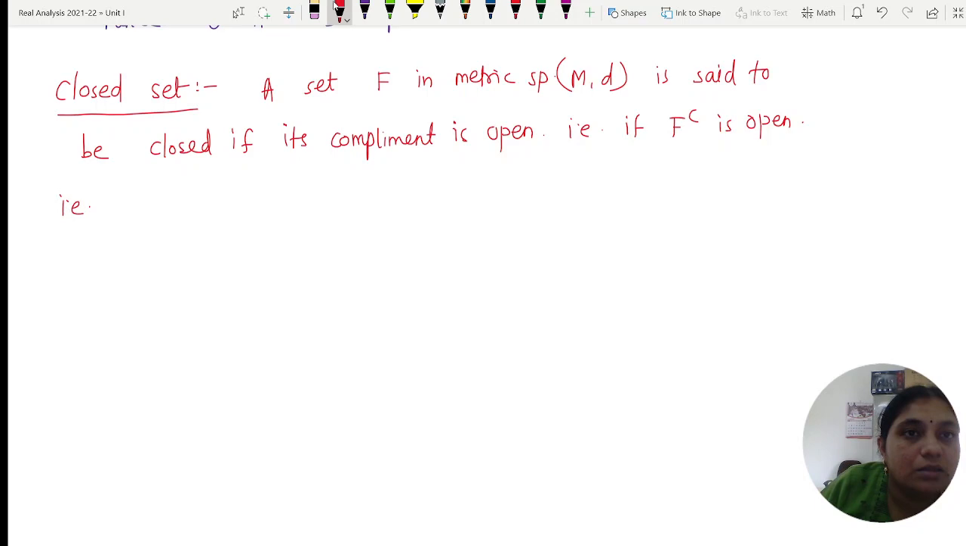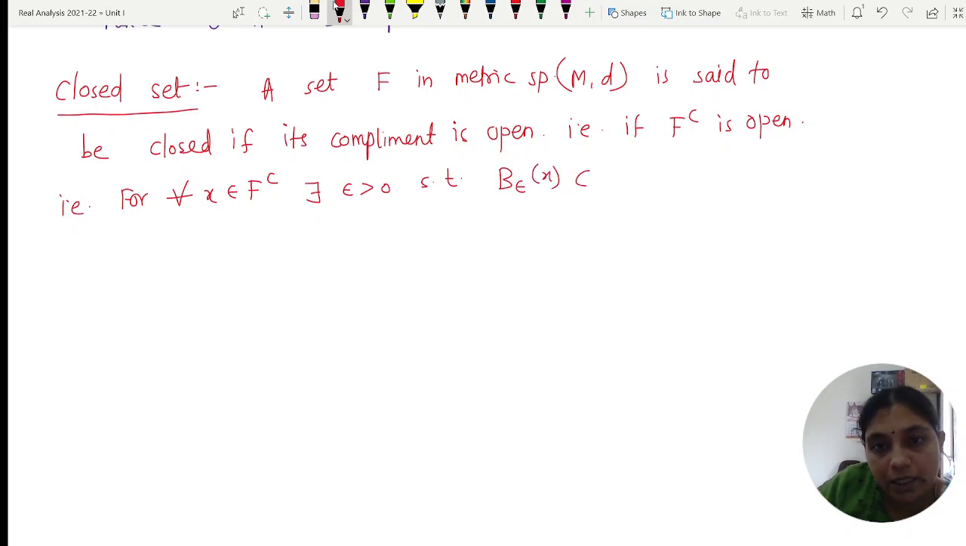What is meant by F complement is open? That is, for every x in F complement, there exists epsilon greater than 0 such that B epsilon of x is contained in F complement. So F is said to be closed if its complement is open. Okay.